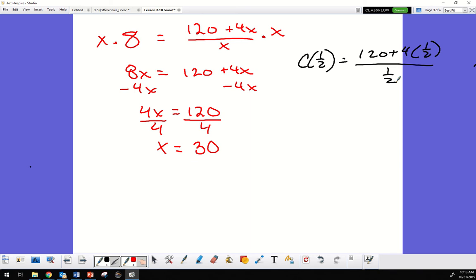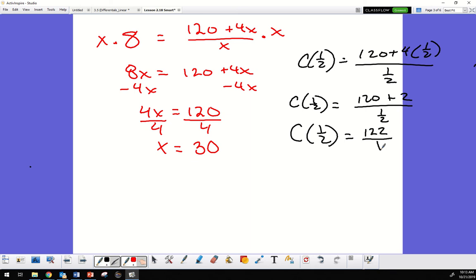All right, now let's try and evaluate this. So c of 1/2 is equal to 120 plus 2 over 1/2. So c of 1/2 is 122 over 1/2. So I'm going to multiply by the reciprocal because fractions over fractions. Or you could just do it in the calculator like that. So it would be times 2 over 1. So 244 is c of 1/2.